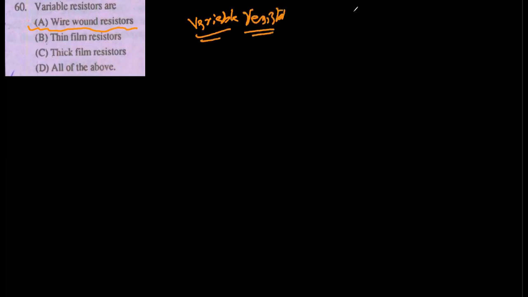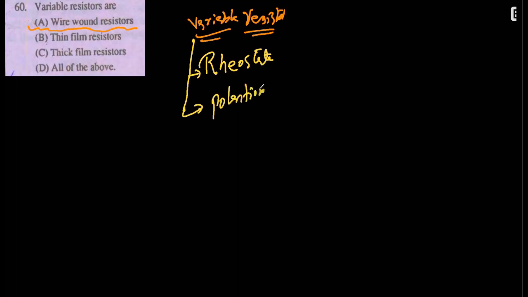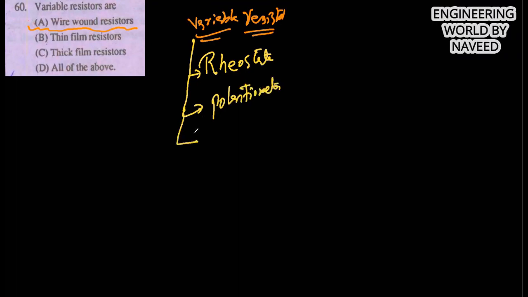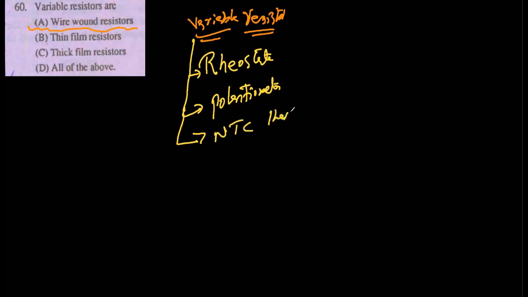this resistor, which includes the rheostat, which is also a variable resistor. This includes the potentiometer. A variable resistor is the NTC thermistor. A variable resistor is the PTC thermistor. And besides variable resistors, we also have fixed resistors.